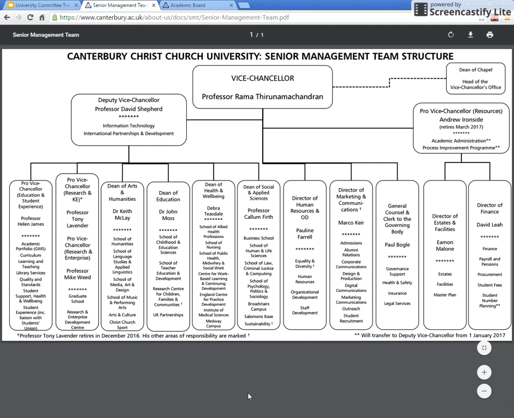For those who sit on faculty boards, you will see the deans of each faculty, they are responsible for their boards, and also you will see what exactly fits within their team. So please familiarize yourself with this.